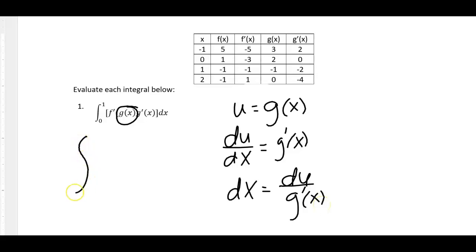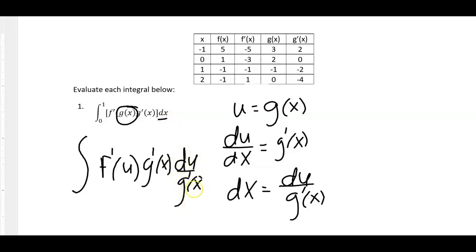So if we go ahead and do our U substitution, we have f prime of U. Then we have our G prime of x there. And then we replace the dx with du over G prime of x. And these are going to cancel out. But before I go any further, we also need to change our limits. So if I want to find out what the limits are, you're going to plug them in here.